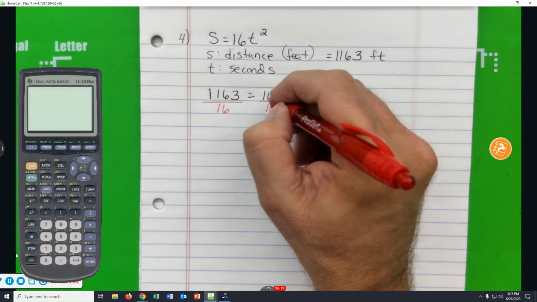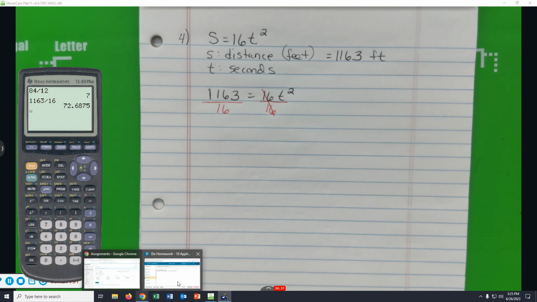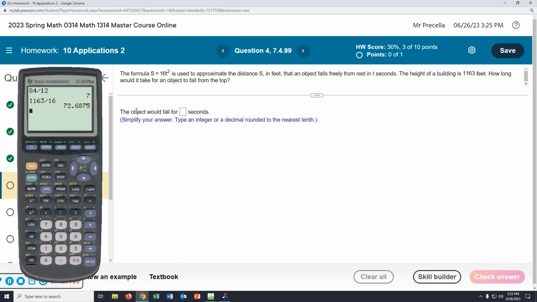I suppose it's too much to ask for, but it's not going to go in evenly. 1,163, an odd number. Okay, well, wait, now let's read the problem and see how they want us to answer. Do they want us to round the answers or something?